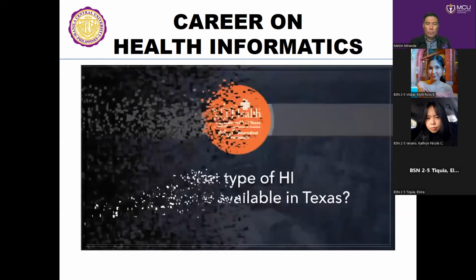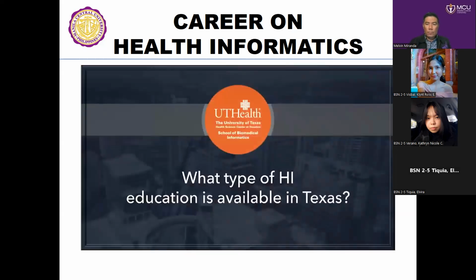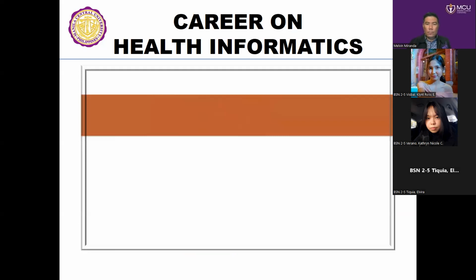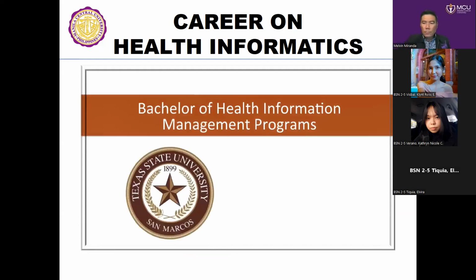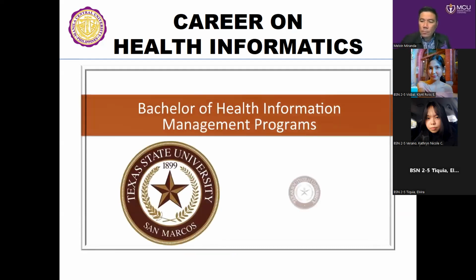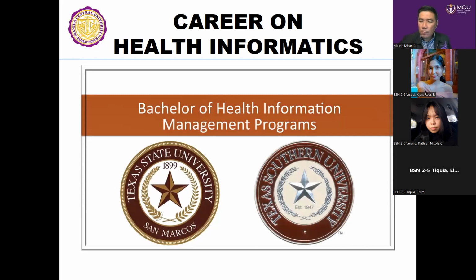So what type of education is available in Texas for health informatics? There are 2 Bachelor's of Health Information Management degree programs available in Texas. One is available at Texas State University in San Marcos, and the other at Texas Southern University in Houston. Both offer campus classes where the students enter as a junior, having already completed their Texas-required core classes. Texas State also offers its classes in an online format.